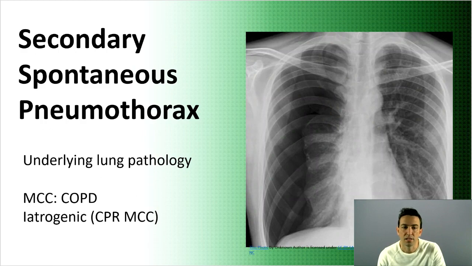If it's a secondary spontaneous pneumothorax, typically this is from underlying pathology. So we see it a lot in COPD patients, or iatrogenic. The most common cause is CPR, that's us, which is to be expected during a resuscitation. But again, you're looking for a collapsed lung on one side, where you see lung markings through the lung here, and then you see loss of lung markings. So a big difference between this area of the lung versus this area here.